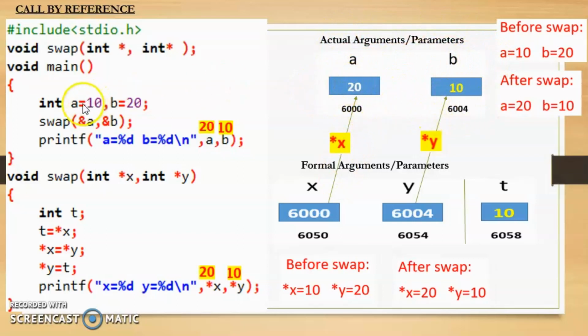Now initially a value was 10, after swapping a has become 20, and initially b value was 20, after swapping it has become 10. So we can see that if the formal parameters are changed, automatically the actual parameters will also change because they both refer to the same memory location. So before swapping a was 10, b was 20, and after swapping the values of actual parameters are also changed.